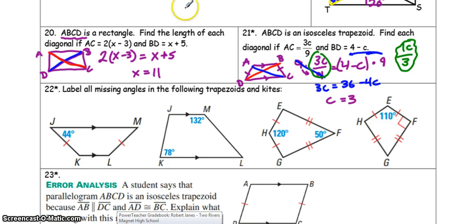In question 22, we need to label all the missing angles in the trapezoids and kites. So to start, we've got this isosceles trapezoid. In an isosceles trapezoid, we know that the base angles are congruent, which means that angle J will be congruent to angle M. They'll both be 44 degrees.